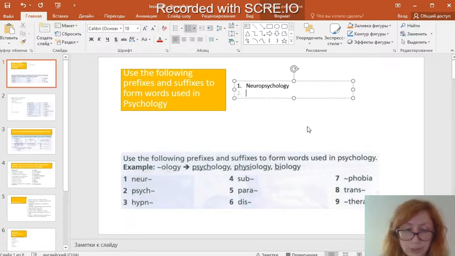Then you may continue, psycho, and you will continue. Here you have got 9 words. Try to make words associated with psychology. So, psychology English, not general English, but psychology English. That would be the first task. That is actually the revision from the previous classes.